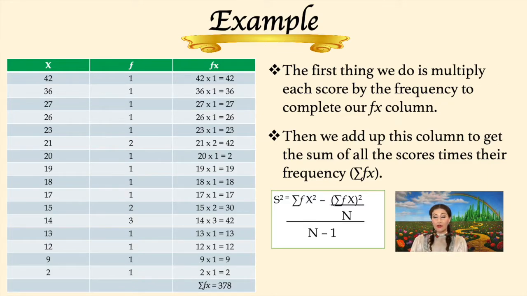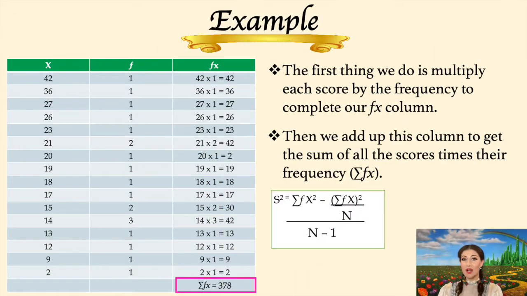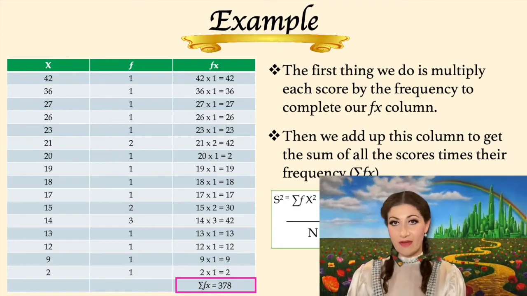Once you do this for all of the scores from 2 all the way to 42, we are then going to get the sum of this column. And as we can see here, the sum of this column is 378. This number, 378, is going to take this part in the formula. It is the sum of f of x. Remember, we haven't squared anything yet, so it can't be the first one, the sum of f of x squared. This has to go in the second section, the sum of f of x.